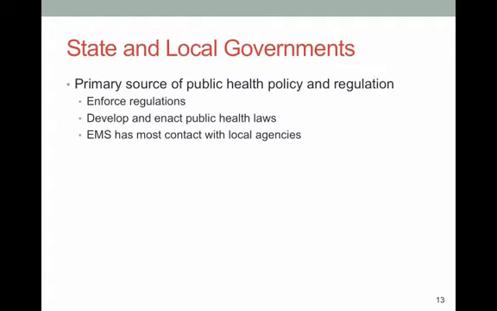State and local governments are the primary source of public health policy and regulation. In each state, they are involved in the enforcement of regulations, and they are responsible for developing and enacting the majority of public health laws in accordance with accepted international and national standards. EMS personnel will have the most contact with these local public health agencies. An example of this would be the Oklahoma State Department of Health.